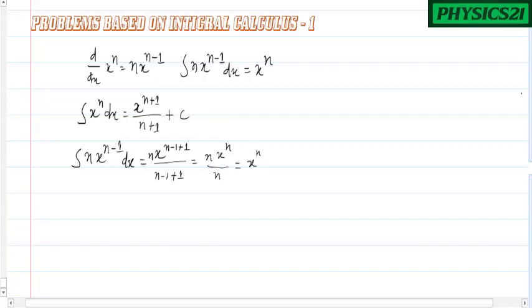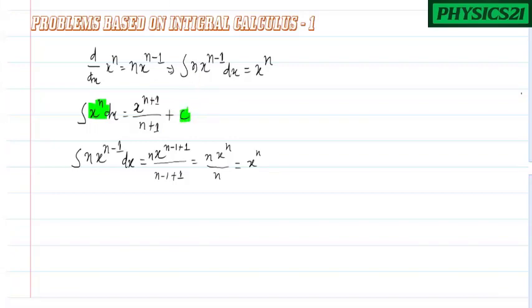As I said before, you can see that if the derivative of x raised to n is n x raised to n minus 1, then its integral coefficient should be x raised to n. That is clear by the calculation. So to find out the integral coefficient of the given function, this is the basic: integral coefficient of x raised to power n with respect to x will be x raised to n plus 1 divided by n plus 1, and there will be one more term c which is known as constant of integration.